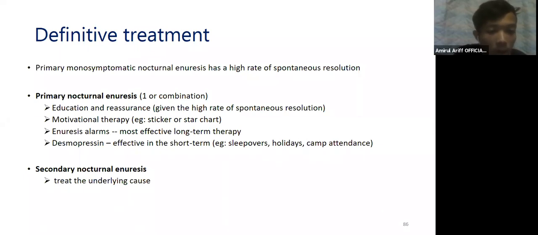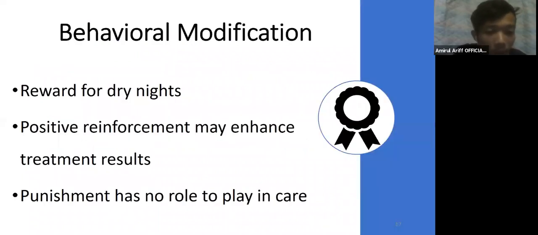For secondary nocturnal enuresis, we need to treat the underlying cause. Actually, not only secondary; in primary nocturnal enuresis, if there is an underlying cause, we need to treat the underlying cause. So let's talk a bit about the treatment next.